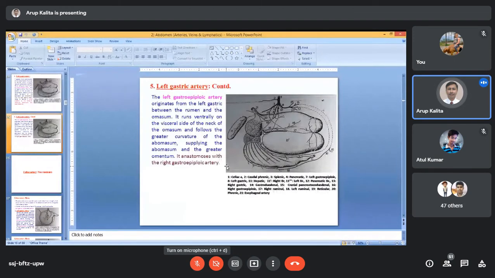So these are the main branches of the celiac artery in ruminants. So just recall the things. The celiac artery is the first branch of the abdominal aorta, correct or not? What is the location? It arises from the abdominal aorta at the level of the first lumbar vertebra. It will give 5 main branches.